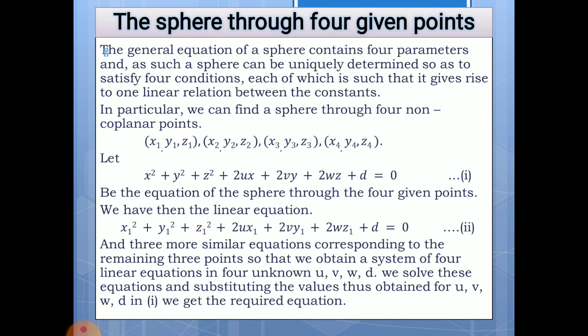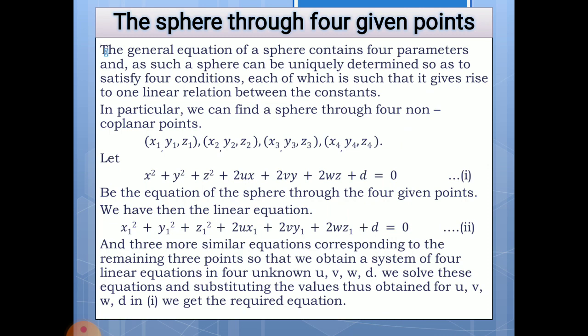Now we shall see the sphere through 4 given points. To describe a sphere we require 4 points. For a plane we require a minimum of 3 points, and for a sphere we require 4 points. Now we shall see how we can find the equation of a sphere through 4 given points. The name of the article is the sphere through 4 given points.